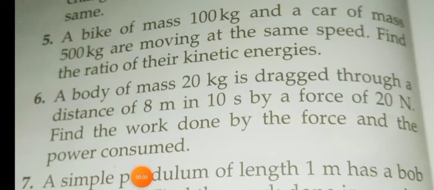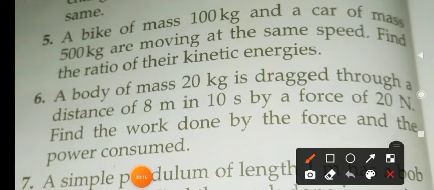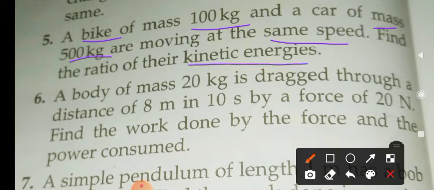Hope you do. Now, fifth question. A bike of mass 100 kg and a car of mass 500 kg are moving at the same speed. Find the ratio of their kinetic energy. So, we are given two masses. What are they? Bike's mass and car's mass. Bike mass is 100 kg and car mass is 500 kg, and they are traveling at the same speed. We have to find out the ratio of the kinetic energy. Is it clear, children?